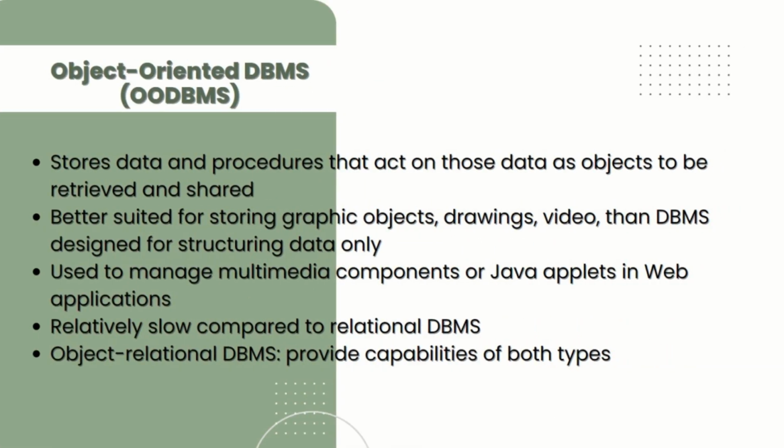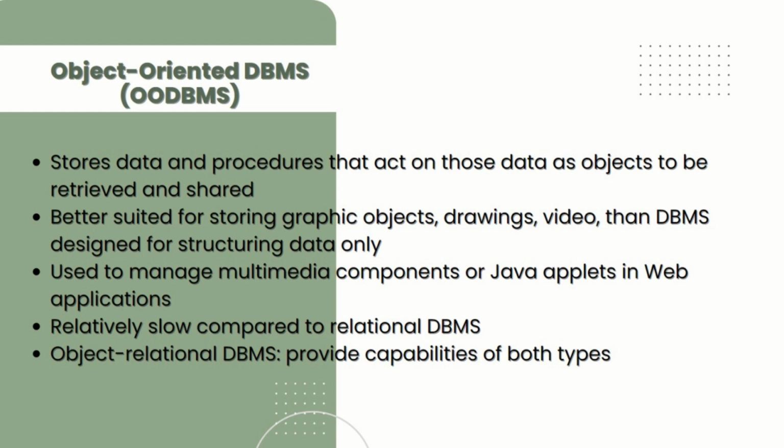Object-oriented DBMS, or OODBMS, stores data and procedures that act on those data as objects to be retrieved and shared. Better suited for storing graphic objects, drawings, and video than DBMS designed for structuring data only. Used to manage multimedia components or Java applets in web applications. Relatively slow compared to relational DBMS. Object-relational DBMS provide capabilities of both types.